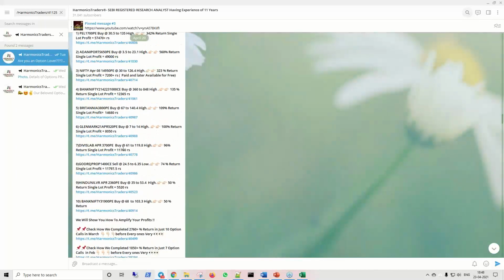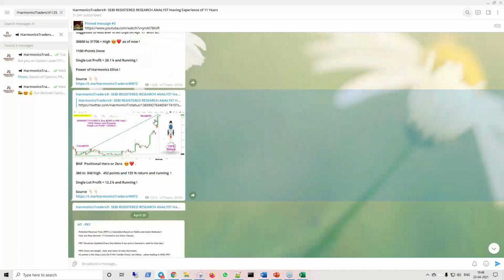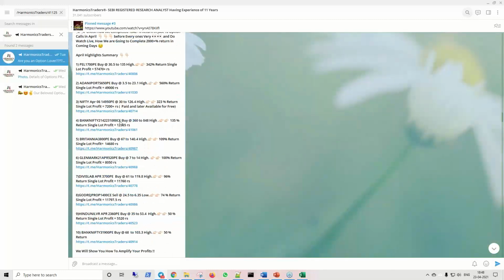You could check any summary. So Bank Nifty, there was a buy at 360 and it made a high of 848 in just 2 days in a weekly expiry. All this you can just check over here.